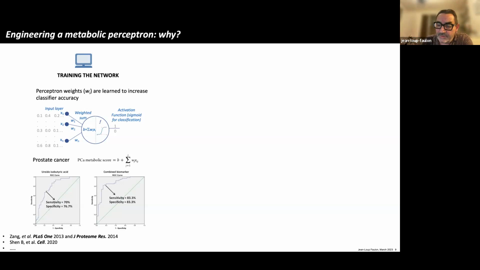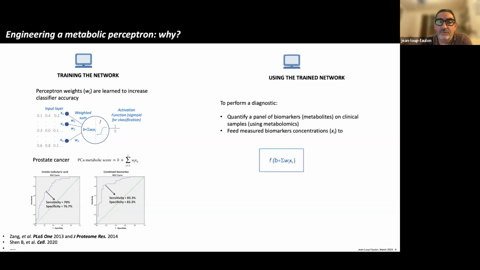So all of this is great once you have trained your network. In order to diagnose a sample, you first need to quantify the biomarker. If it's a metabolite, you use metabolomics, proteins proteomics, or RNA-seq for RNAs. And once you have these concentrations, you just feed them to this formula that has been trained through the learning process, and it will give you a predicted diagnostic, so a 0-1.